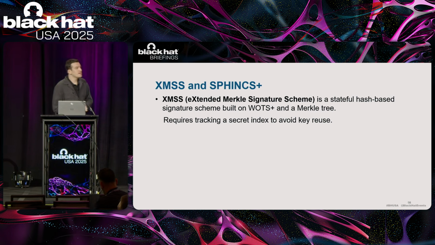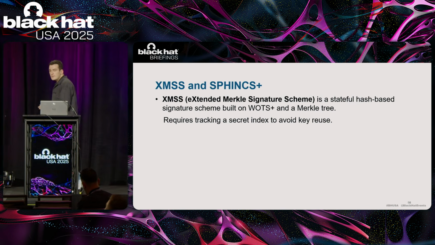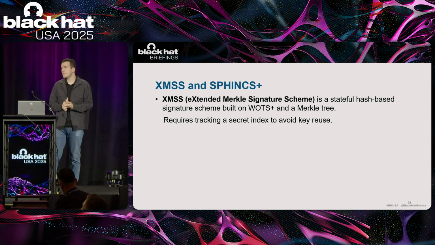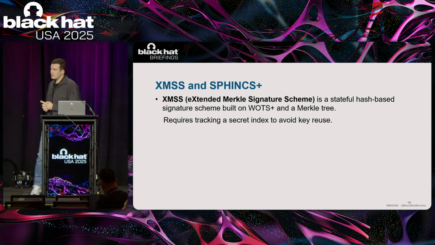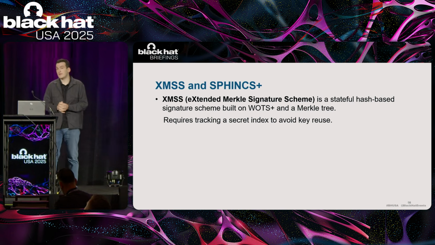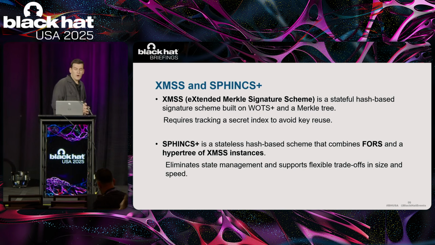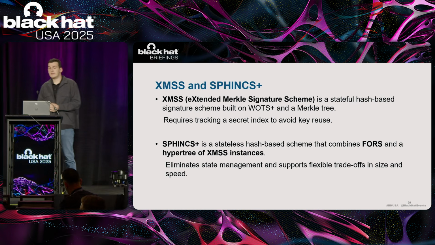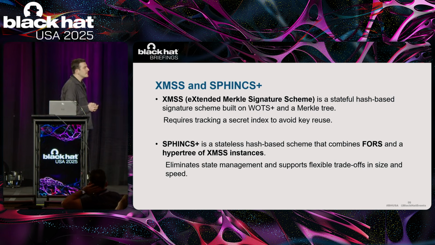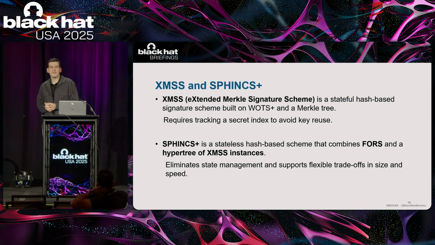And for XMSS and SPHINCS+, XMSS is a stateful hash-based signature scheme built on WOTS+ and Merkle tree, and it requires tracking a secret index to avoid key reuse. This is why it's recommended for firmware signing and verification, because it's fast, but you have to keep track of that secret index, otherwise things will go wrong. Or you can use SPHINCS+, which is a stateless hash-based scheme that combines FORS and a hypertree of XMSS instances. Using this, it eliminates the state management. However, this comes with a price, which affects the size and speed.